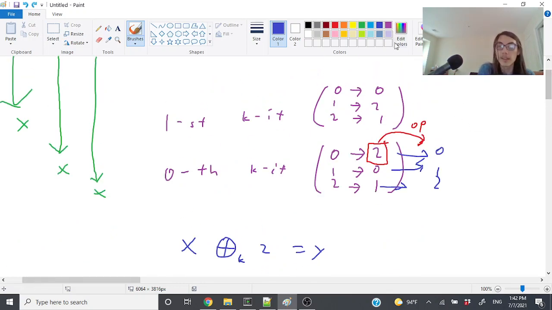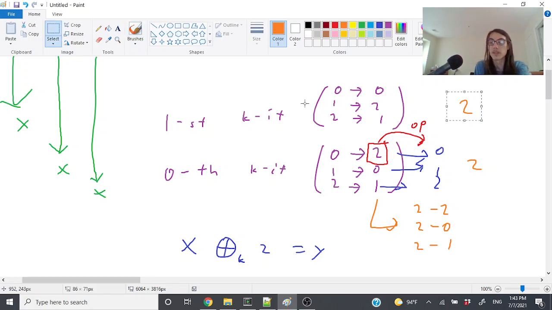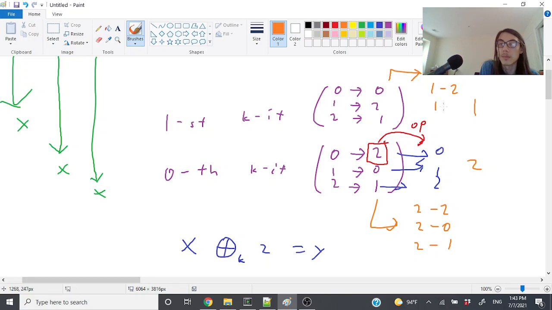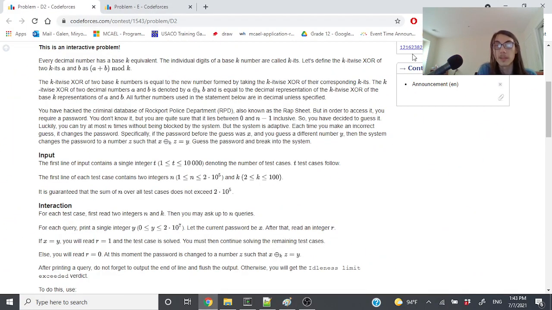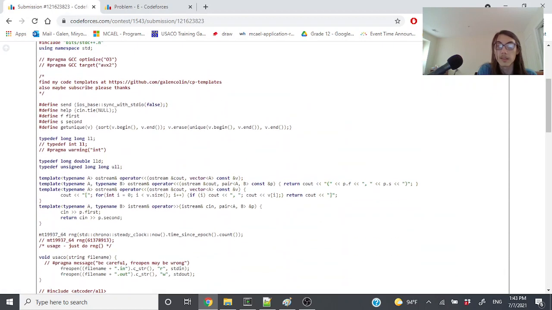So if we, for example, here, query the bitwise number 2, 2, then this would become 2 minus 2, 2 minus 0, and 2 minus 1. Say I do 1, 2. Then similarly, it'd be 1 minus 0, 1 minus 2, and 1 minus 1. Negative numbers mod k, we just add k. So this becomes negative 1 plus k, which is 2. So we keep them within the range 0 to k minus 1. Okay, it does pass, that's good.